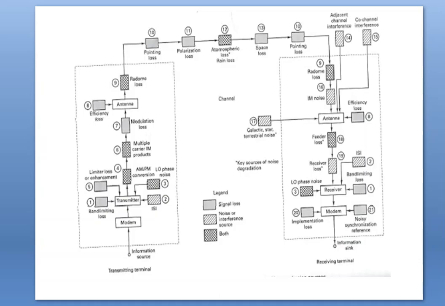And coming to the receiver, there is a formation of adjacent channel interference losses, co-channel interference losses, IM losses, and radome losses. Radome losses occur at both transmitter and receiver. Why? Because we are separately using antennas on the transmitter side and the receiver side. Similarly, there are galaxy losses, feeder losses, receiver losses, LO phase losses, band limiting losses, implementation losses, and noise synchronization reference losses. So these are the losses we can segregate based on occurrence with respect to transmitter, with respect to receiver, and with respect to channel.